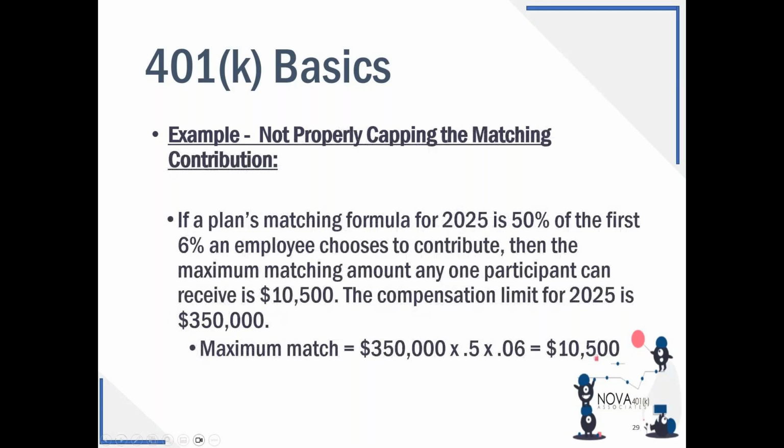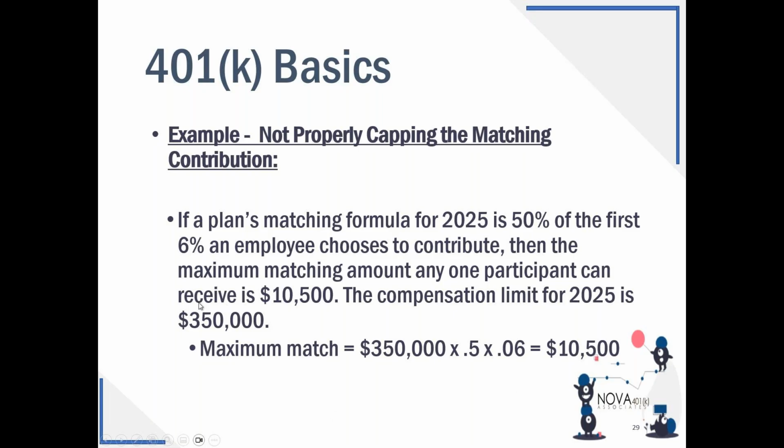And then here's an example of not properly capping the match. If a plan's matching formula for 2025 is 50% on the first 6% of employee contributions, then the maximum amount of match that any one participant can receive for this year is $10,500. So how did I get that? Well, the other limit for 2025 is the compensation limit. And for 2025, the maximum amount of compensation that can be recognized for a 401k plan is $350,000. So if we take that $350,000 times the matching formula, the 50% on the first 6% of compensation contributed, that's how we get that $10,500.